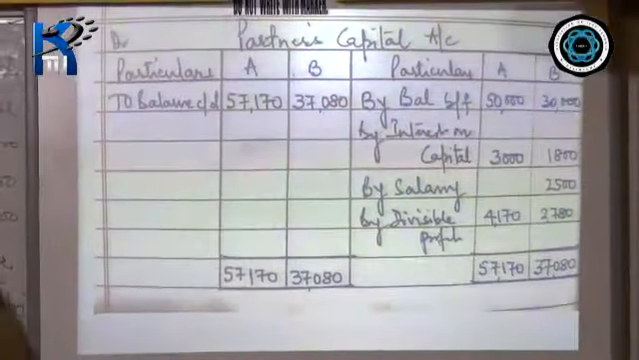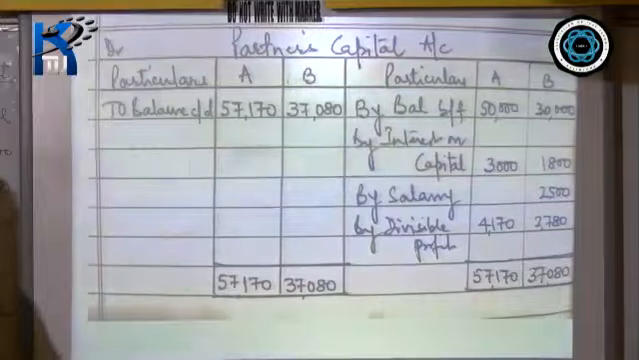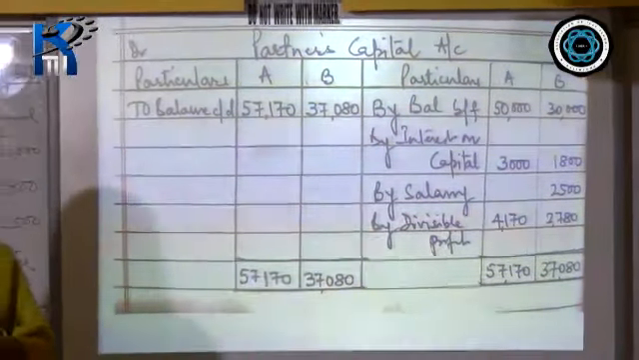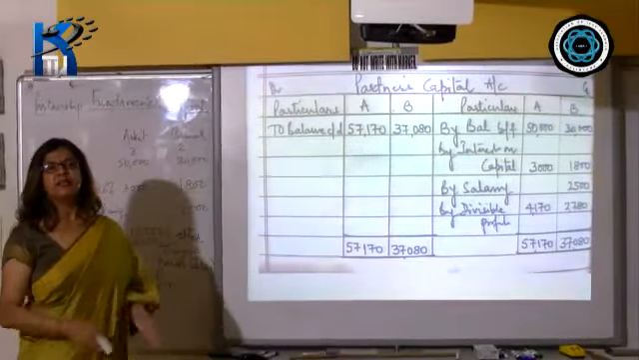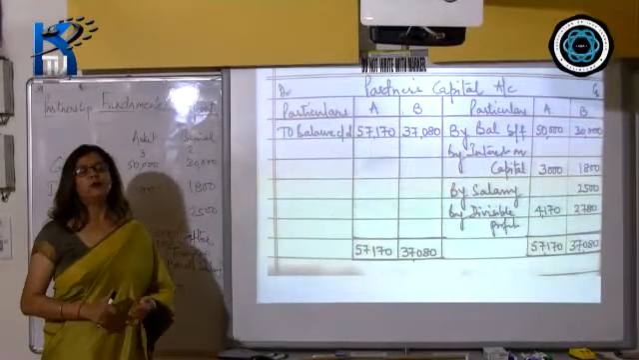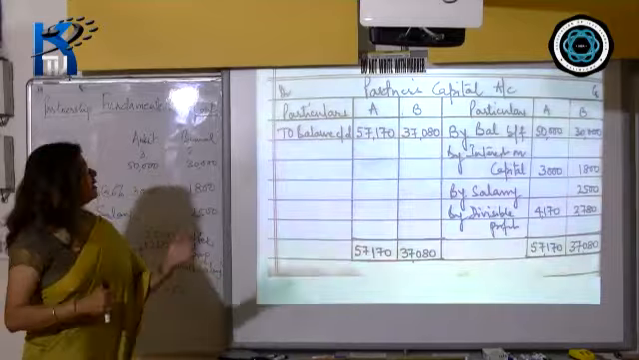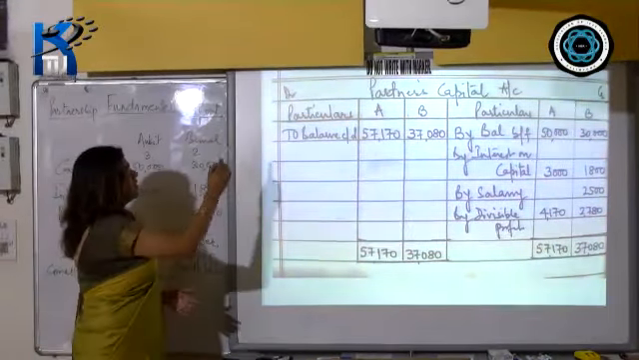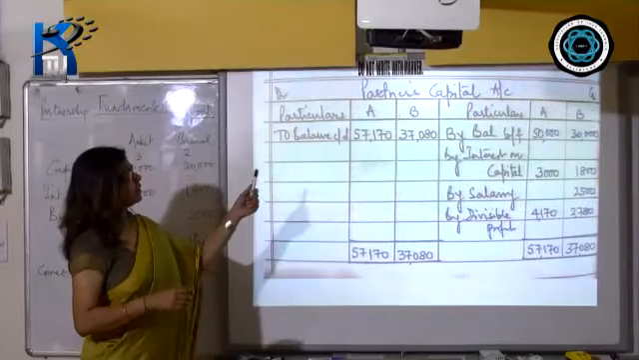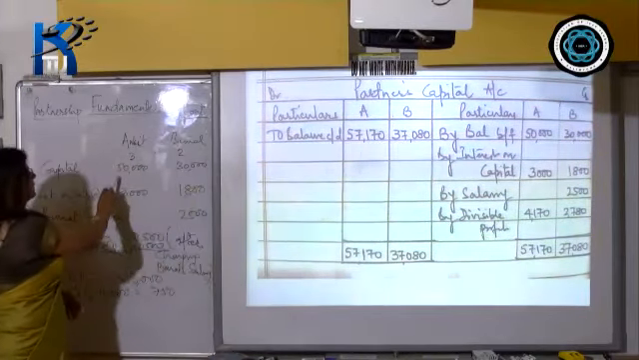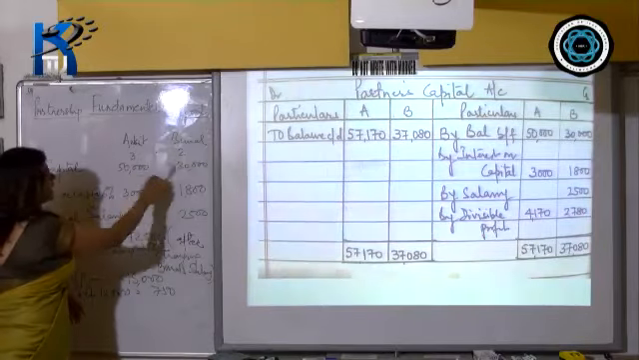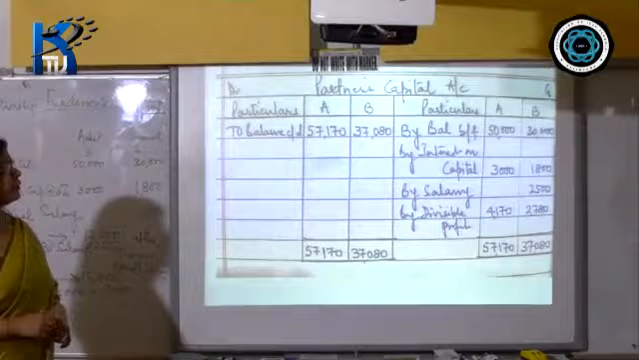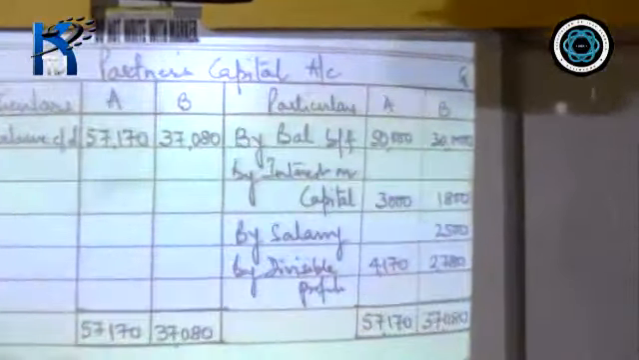Now, how to go about with the partner's capital? Now, the question was silent. Which method was followed? Whether it was fixed or it was fluctuating. So, when nothing is mentioned in the question, we follow the method of fluctuating. When we prepare only one account, and that is the partner's capital account. So, in the partner's capital account, we brought down the capital balances. The capital balances were 50,000 and 30,000. So, we brought forward the balances as by balance brought forward 50,000 and 30,000.